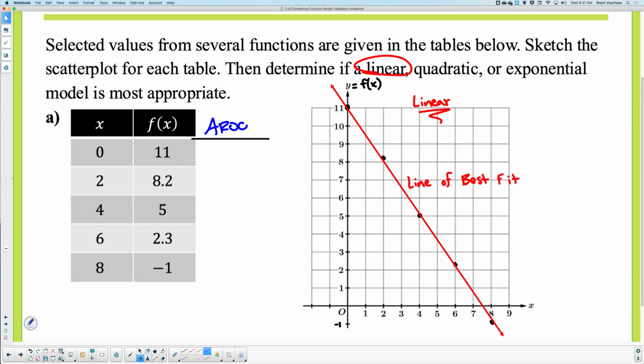When I go from 11 to 8.2, this is a little mental math day here. 11 to 8.2, how much of a change is that? -2.8. Good, Giovanni. And how much did my x's change? By 2. Okay. And then how about from 8.2 to 5? Negative 3.2. And we're changing by 2, okay? How about from 5 to 2.3? And again, dividing by 2. Finally, 2.3 to negative 1. Negative 3.3, and we're dividing that by 2.